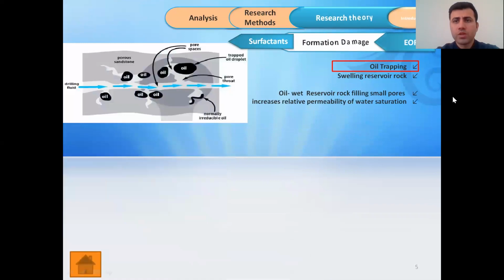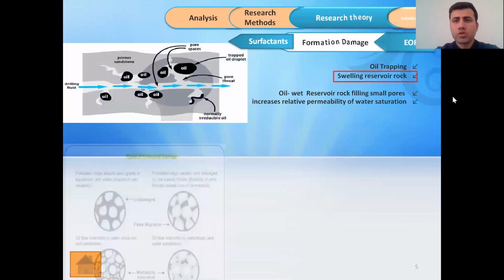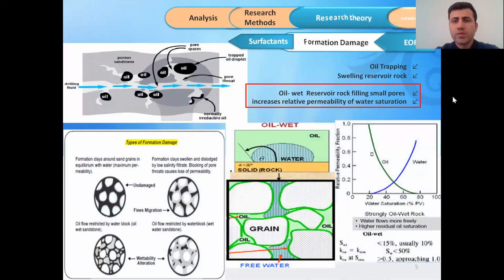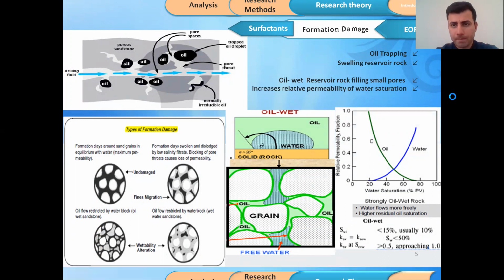Formation damage includes oil trapping, soiling of the reservoir by contact of the drilling fluid with the formation, and oil-wet reservoir rock filling small pores and increasing the relative permeability of water saturation.